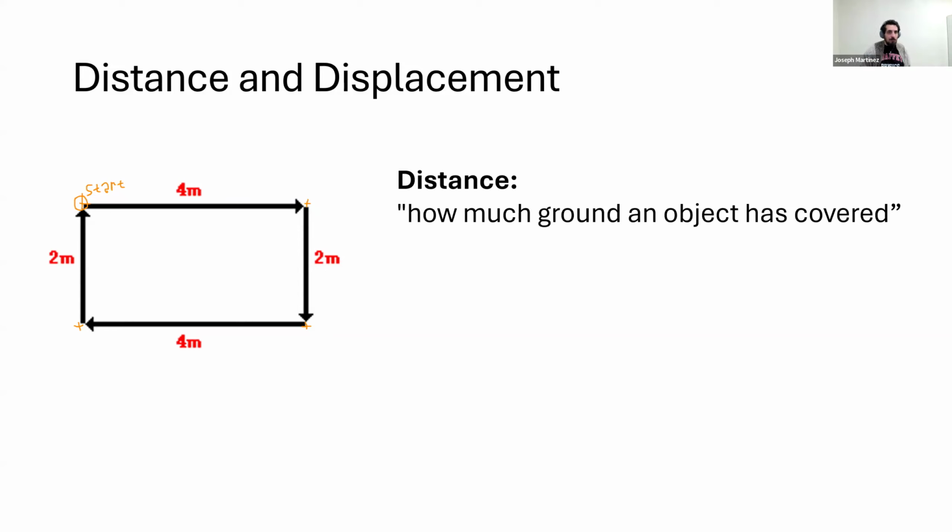We look at this and we say, well, it moved 4 meters and then 2 meters. So that gives you 6 meters, and then another 4 meters. That's going to give you 10. And then 2 meters more, that gives you 12. So you look at this and you say, well, it's clear the object moved 12 meters. Well, what is that a description of? That 12 meters is a description of how much distance the object has moved.